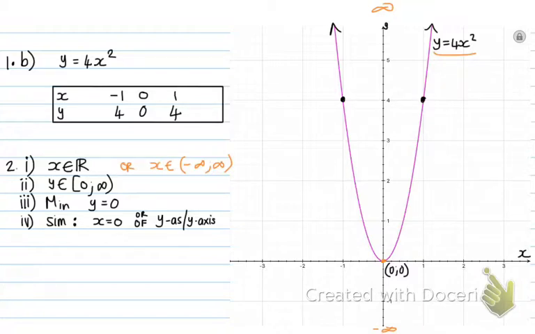The axis of symmetry is the same as for all the parabolas in grade 10, the line x is equal to 0 or the y-axis. Please remember that, just study it. That's going to be the axis of symmetry for all parabolas in grade 10.